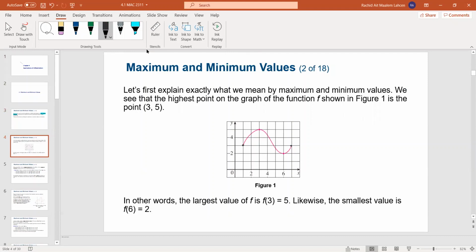then this point (3, 5) is the absolute maximum. That's the highest point for this graph. And if we look at this point (6, 2), it's the absolute minimum, and that's the lowest it gets there. So this one is f(6) = 2, and this one is f(3) = 5.